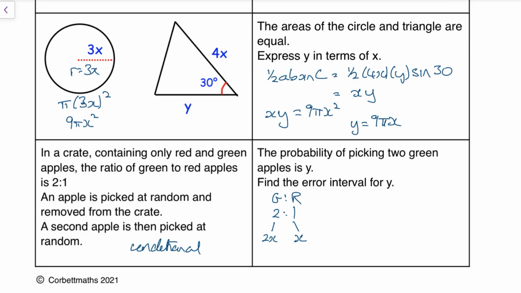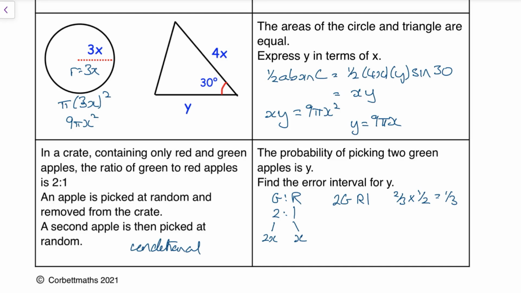So if we assume it's 2 green apples, let's write it here. So if we assume 2 green apples and 1 red, then the probability of picking 2 green apples is going to be 2 over 3, 2 apples and 3 to choose from, times 1 over 2, because as the second choice, there's only 1 green left and 2 apples, which is going to give me 1 over 3. So far, so good.